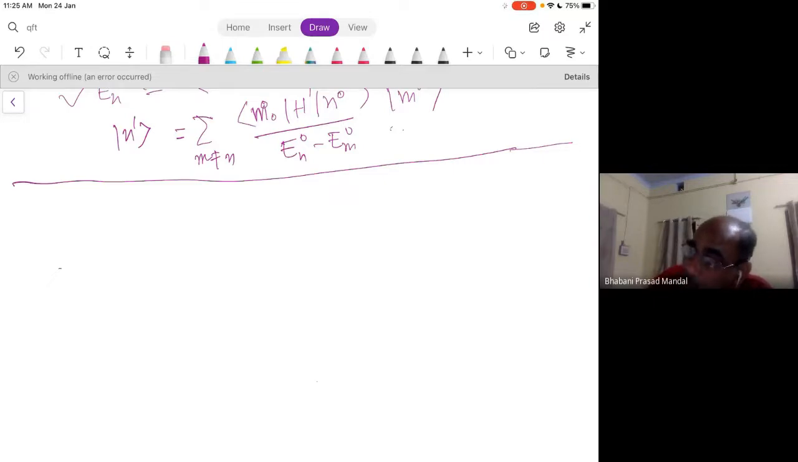So let us consider a problem. Suppose a charged simple harmonic oscillator. Charged means it has charge, say q, mass m, harmonic oscillator with angular frequency omega, and it is in an electric field.